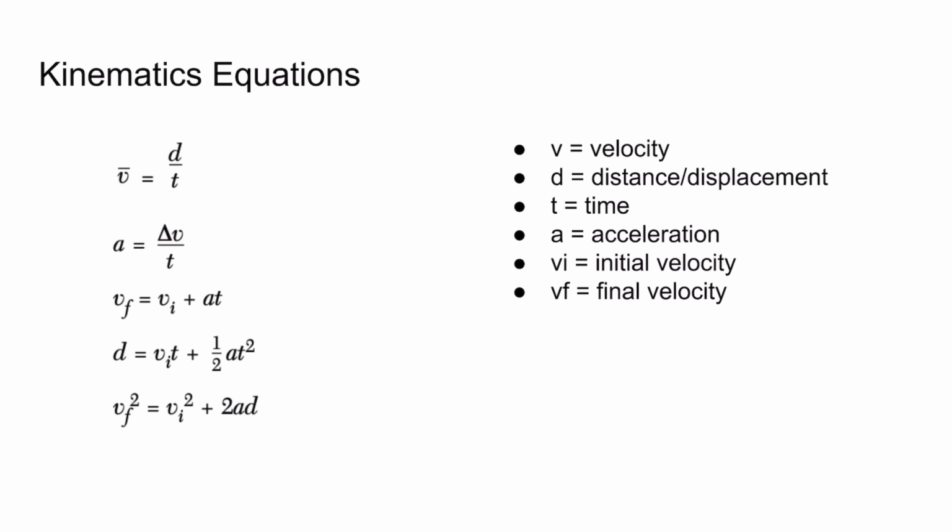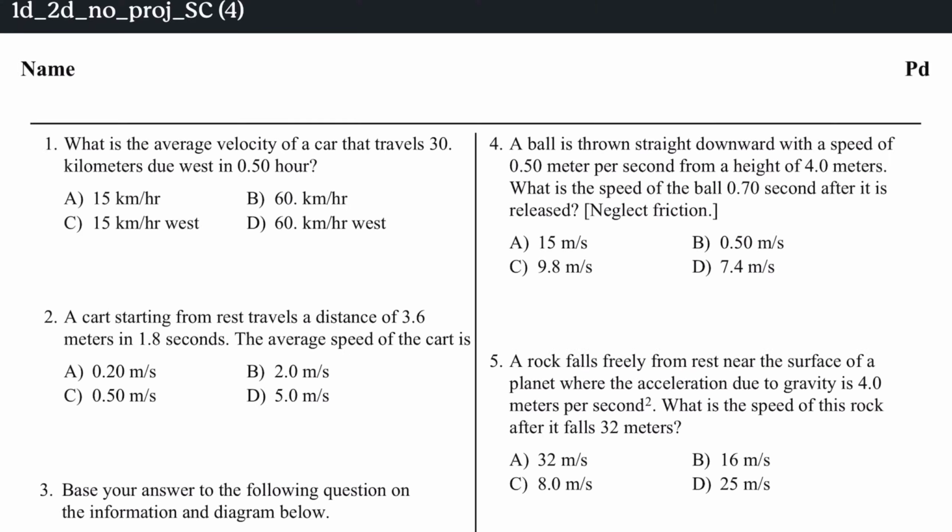So let's do some practice for kinematics. Number 1, what is the average velocity of a car that travels 30 kilometers due west in 0.5 hour? So this first question is super easy. We just need to solve for velocity. You can find the equation on the reference table, but this should also kind of just be in your brain. So v equals d over t, and you just plug in. So it tells us the distance is 30 kilometers. So 30 kilometers over 0.5 hour. Put this in your calculator. It's going to be 60 kilometers per hour.